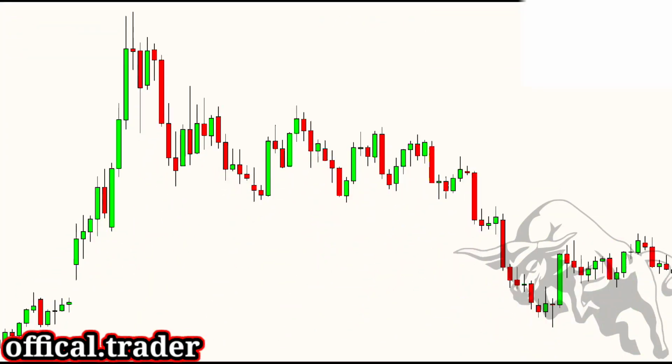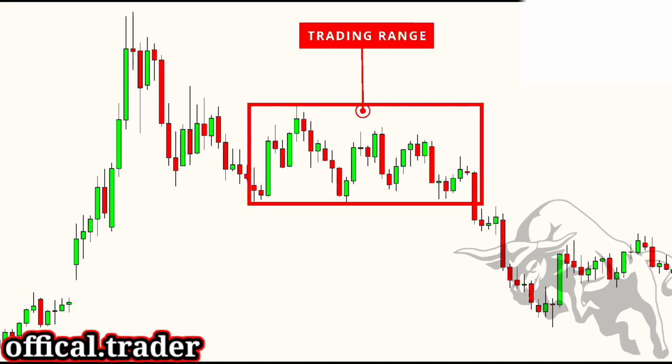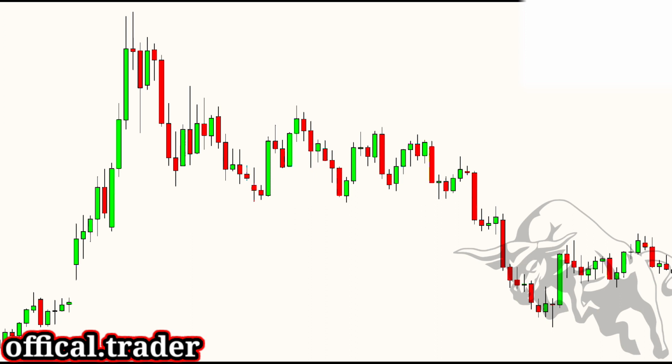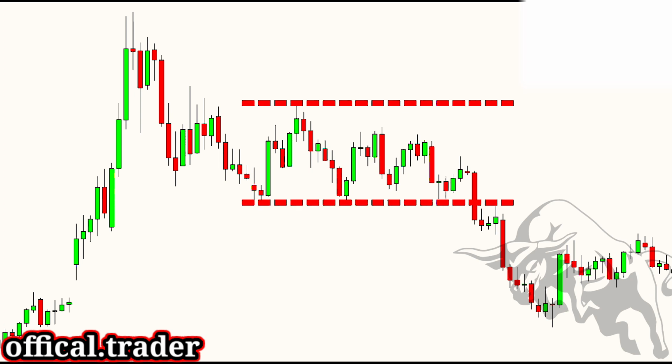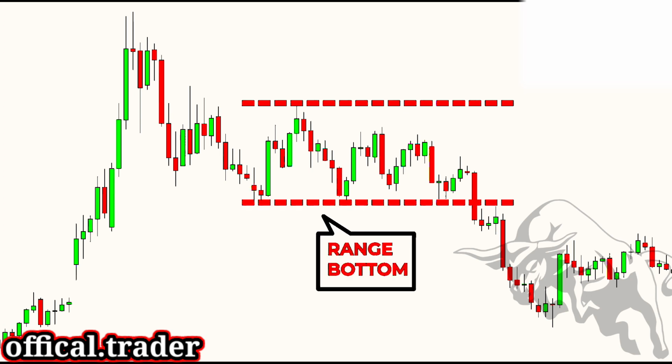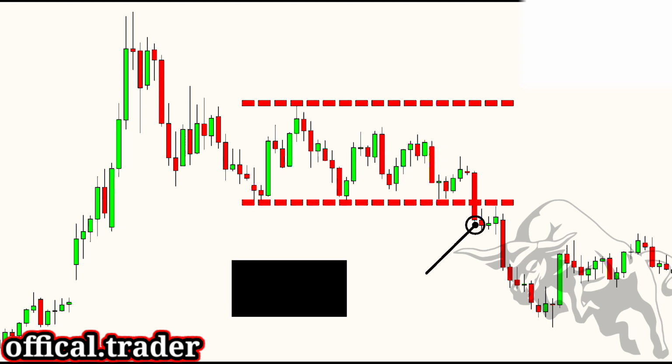In this chart example, we're looking at a daily chart of the dollar Canadian. A trend-following trader would not have much opportunity at this point in time as price is stuck in a range. The range top is contained by this level here, and the range bottom is contained by this level here. The trader would have to wait for price to break outside of this range in order to have a trade opportunity, which eventually comes in here.